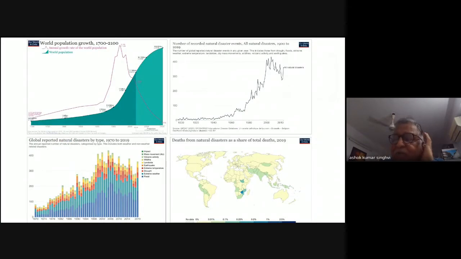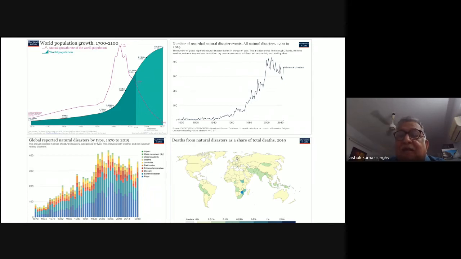Now, if you look at the world scenario, if you look at the population growth, you are going at a very fast rate, and every 30, 40 years we're adding 1 billion people. The hazards are also increasing, and this is the global hazard until 2019. If you superimpose the two curves, you realize that a lot of damage to people and property will happen in an exponentially increasing manner.